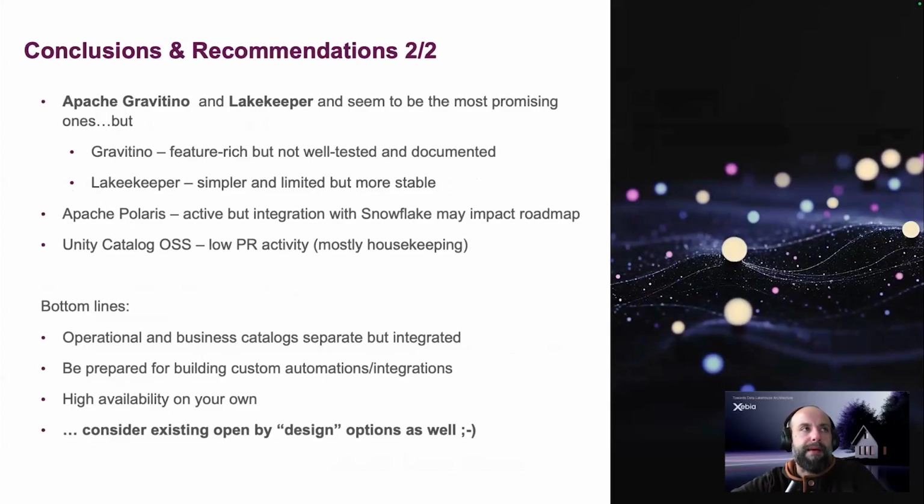If you were to recommend something or some project to observe, I think that right now Apache Gravitino and Lakekeeper are the most promising ones. Why? Because, as I said, Gravitino is, in our opinion, feature rich. It's developing quickly, but the concept is still not very well tested and documented. There are serious gaps in the documentation that prevent end users from smoothly getting this service up and running. And there is also a lot of confusion about what is supported and what is not supported.